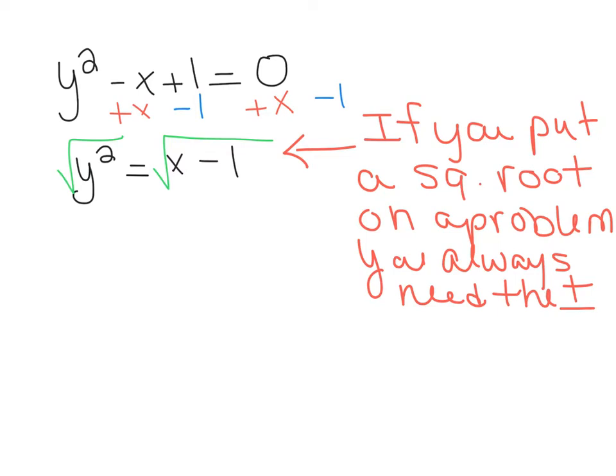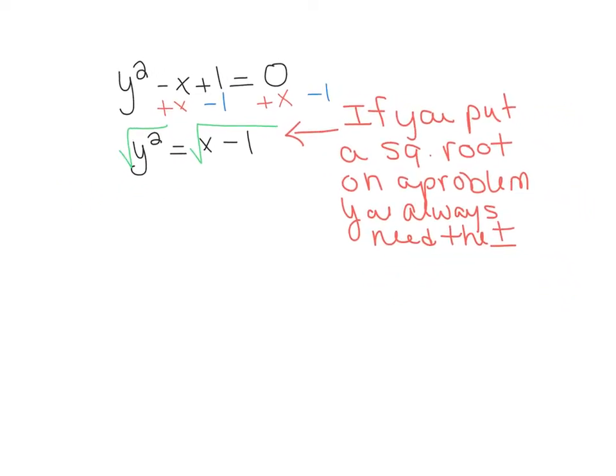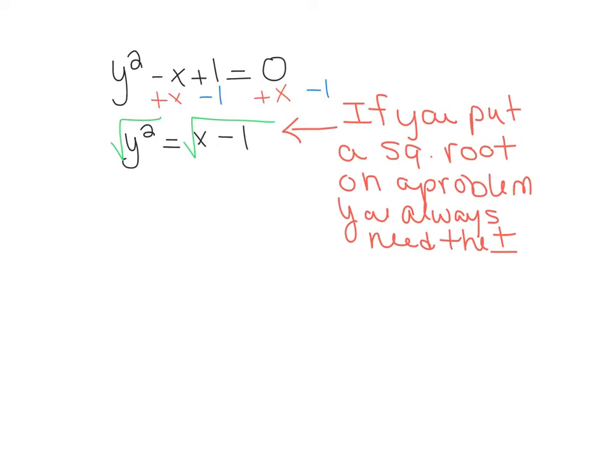Because you should be able to tell me that the square root of 4 is not only 2, but negative 2. So the square root of 4 is plus or minus 2. And because we have put a square root on the paper, we need to take care of the plus or minus. So here we go. I put the square root on the paper. So now I'm going to have the y, because the square root of y squared is just y, is going to equal plus or minus x minus 1.